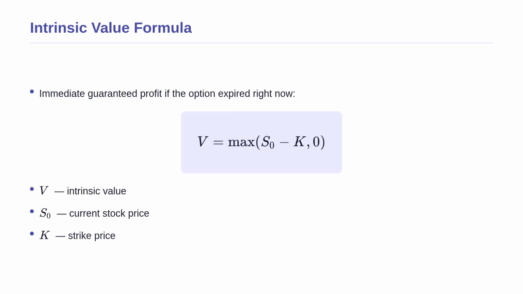Before we look at a concrete example, we need the formula for the intrinsic value of a call option. The intrinsic value is the immediate guaranteed profit if the option expired right now. In this equation, V represents the intrinsic value. The max function simply tells us to choose the larger of the two numbers inside the parentheses. The first number is the profit from exercising and the second number is 0. If the difference is negative, we choose 0 because an option holder would simply walk away rather than lose money.